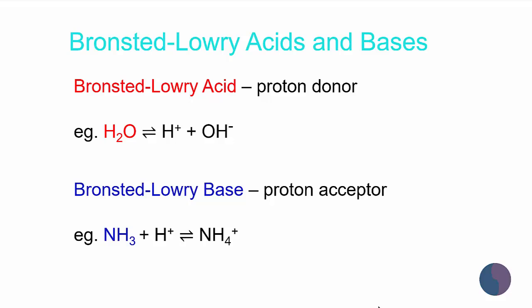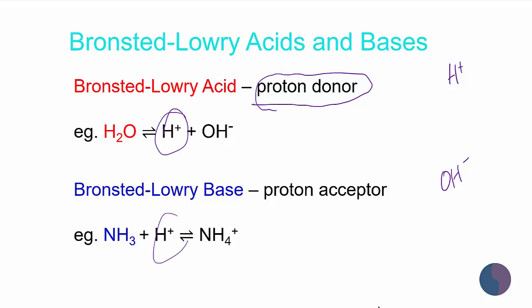So the first model was Arrhenius acids that donate a hydrogen ion, which is actually a proton, and Arrhenius bases that donate a hydroxide ion. So now we're just doing Bronsted-Lowry acids and bases, which is the same thing. We don't call it a hydrogen ion, but it's a proton donor. So it gives off a hydrogen ion, and the Bronsted-Lowry base takes a hydrogen ion, but we say proton acceptor. That's the convention. But they're the same things.